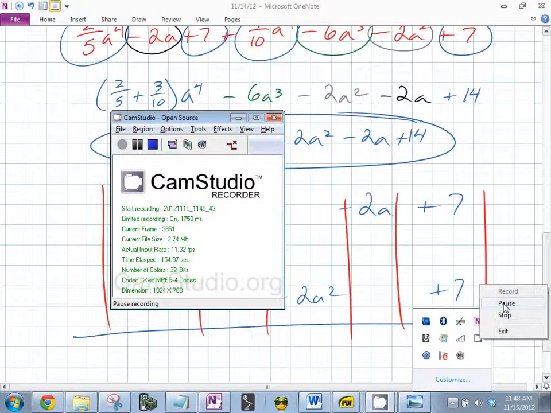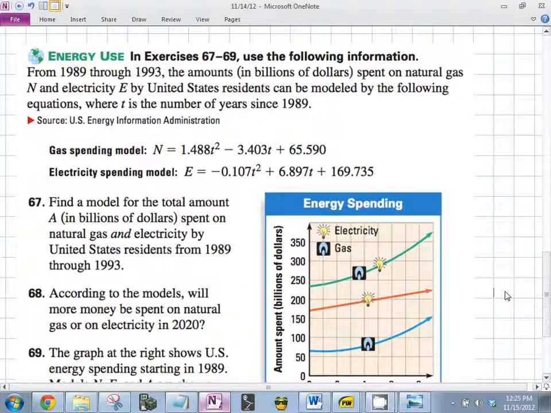Here, 67, find a model for the total amount spent, A, in billions of dollars spent on natural gas and electricity. So for this one, what are they essentially just asking you to do? What do you mean combine? Be more specific. Without using the word combine. Add them together. So which ones are you adding? So you're doing N plus E. And that equals what? So you know that A equals N plus E.